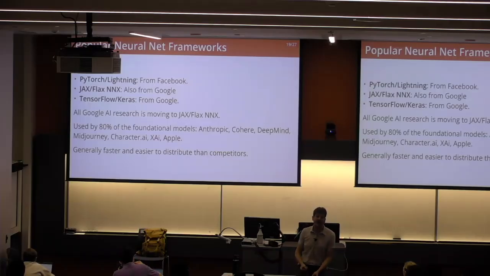80% of the foundational models that are being created right now, the word on the street is they are all being done with JAX. So when we talk about Anthropic, their Claude stuff, DeepMind, Midjourney, Character AI, XAI, Apple, they're all using JAX, and some of them are moving to Flax NNX in particular. And the reason why is because they're finding that they can train these networks much faster. So the number on the street is twice as fast. They can train these neural nets twice as fast using JAX rather than PyTorch.